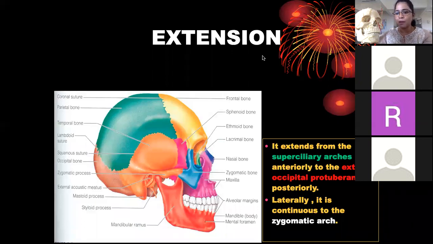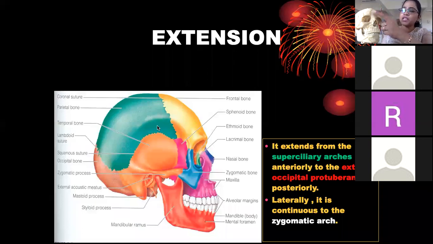So what is scalp? Scalp is a soft tissue which covers the vault of the skull. That's the definition. Now let us see the extent of this scalp, from where to where it is extending. Here in the picture also it is given, and whoever can see, please try to see this video also so that you can understand on the skull itself.